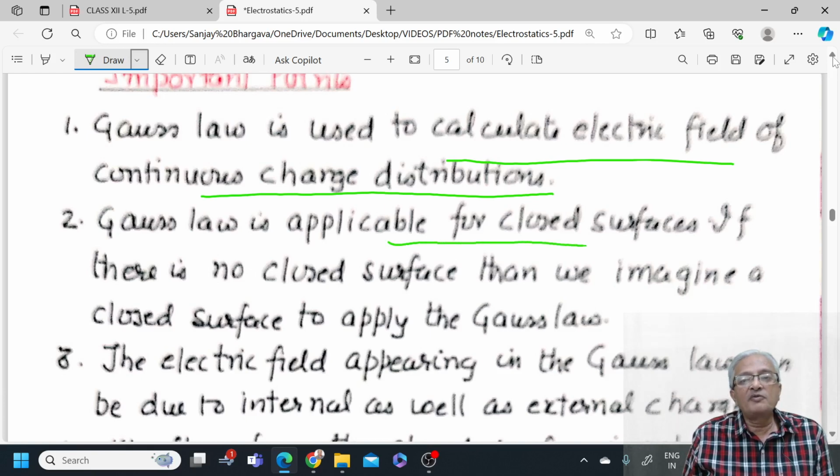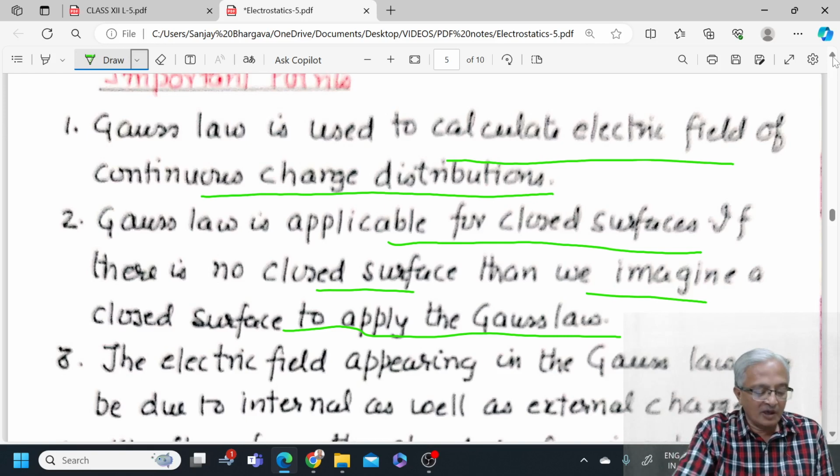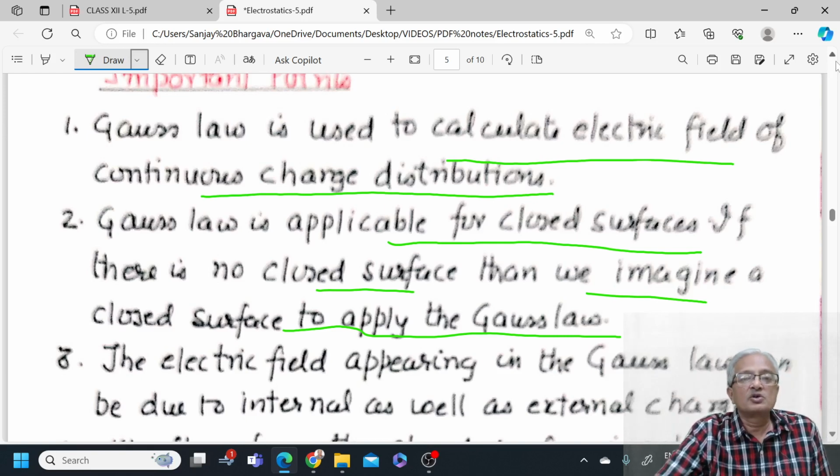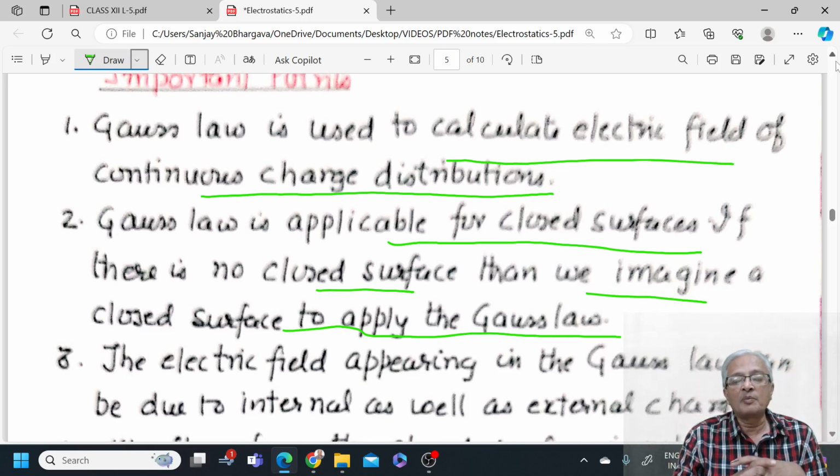Gauss law is applicable for closed surfaces. If suppose there is no closed surface, then we have to imagine a closed surface so as to apply the Gauss law. Gauss law is applicable for the closed surfaces. So if there is no closed surface, then we need to have a closed surface just before applying the Gauss law.